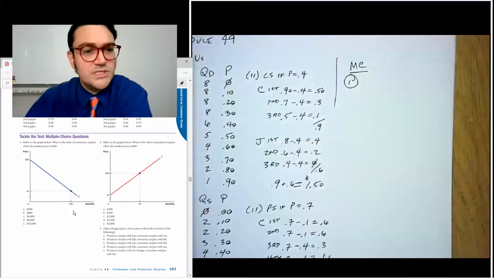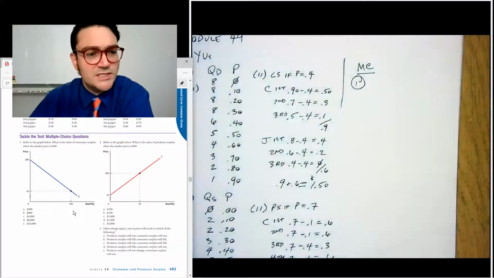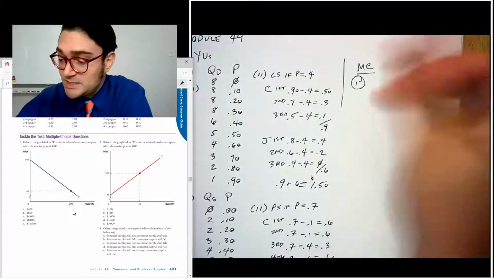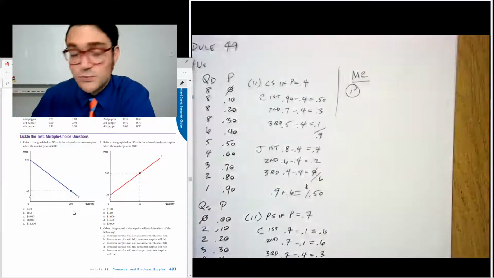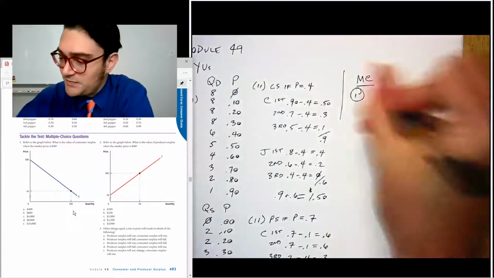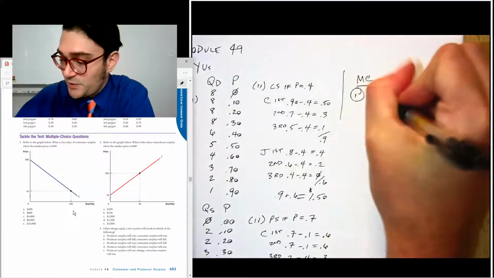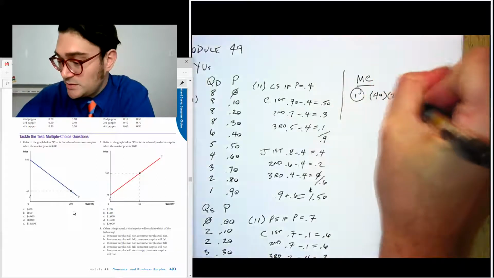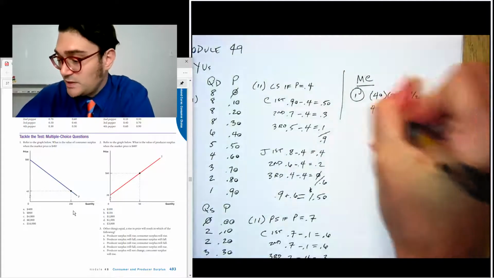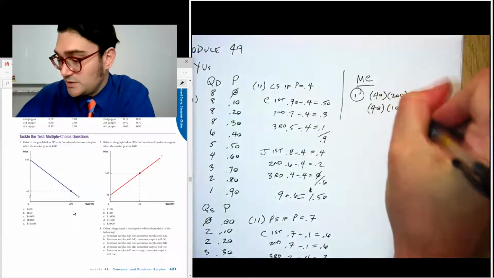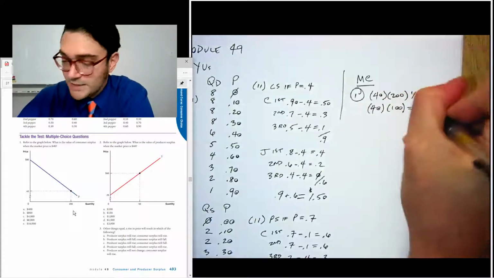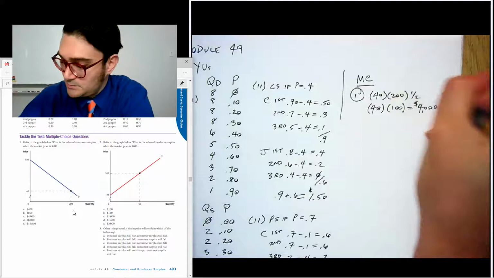Question number 1 says, what's the value of consumer surplus if the price is 40? So we're looking for a triangle here, right? The total amount. So the base times height times 1/2. And so the base of the triangle is 200, and 40 is the height of the triangle. So 40 times 200 times 1/2. And so that's really the same as saying 40 times 100, which is 4,000. And so that would be C.